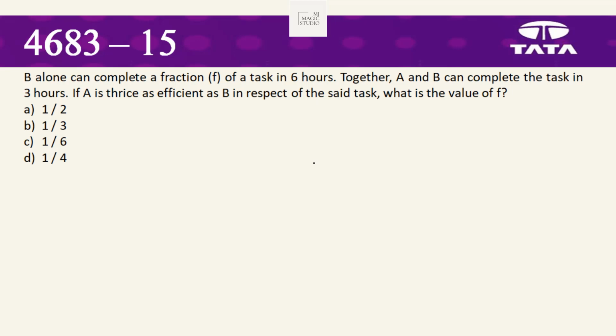One more sample question from Time and Work. B alone can complete a fraction F of a task in 6 hours. Together A and B can complete the task in 3 hours. A is thrice as efficient as B. That means if A takes x hours, B will take 3x hours to complete the work, because A is thrice as efficient as B.